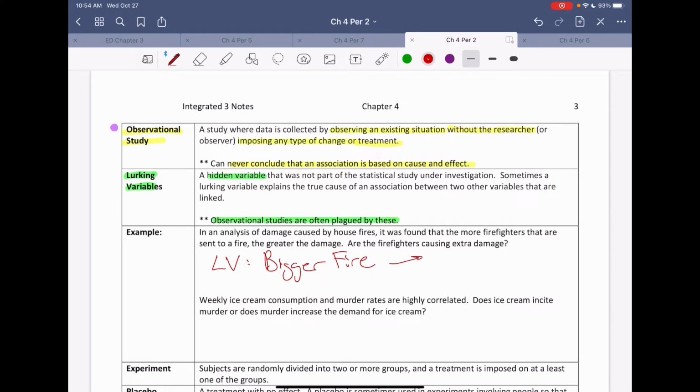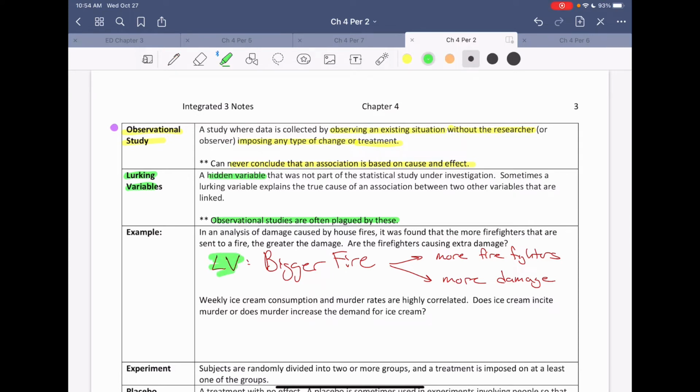A bigger fire causes more firefighters, and a bigger fire also causes more damage. It's a third outside lurking variable that's causing those things. Let's see the second example.